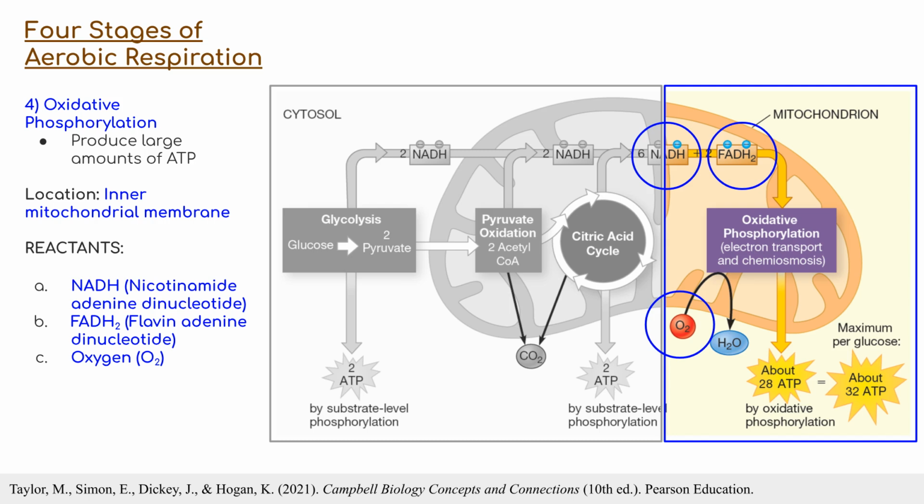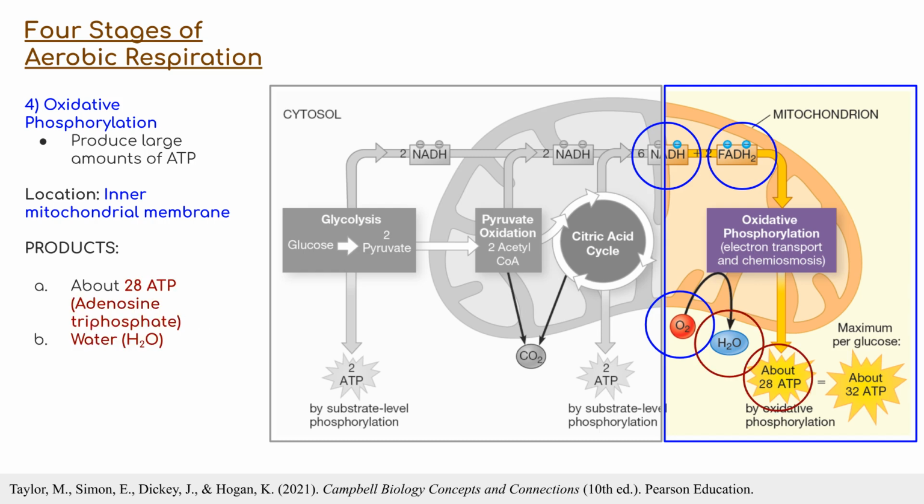This stage takes place along the inner mitochondrial membrane. NADH and FADH2 donate their high-energy electrons to the electron transport chain. Oxygen acts as the final electron acceptor, forming water. The energy released as electrons move through the chain is used to produce about 28 ATP. Because this stage produces the majority of ATP, it is the most energy-productive stage of respiration.